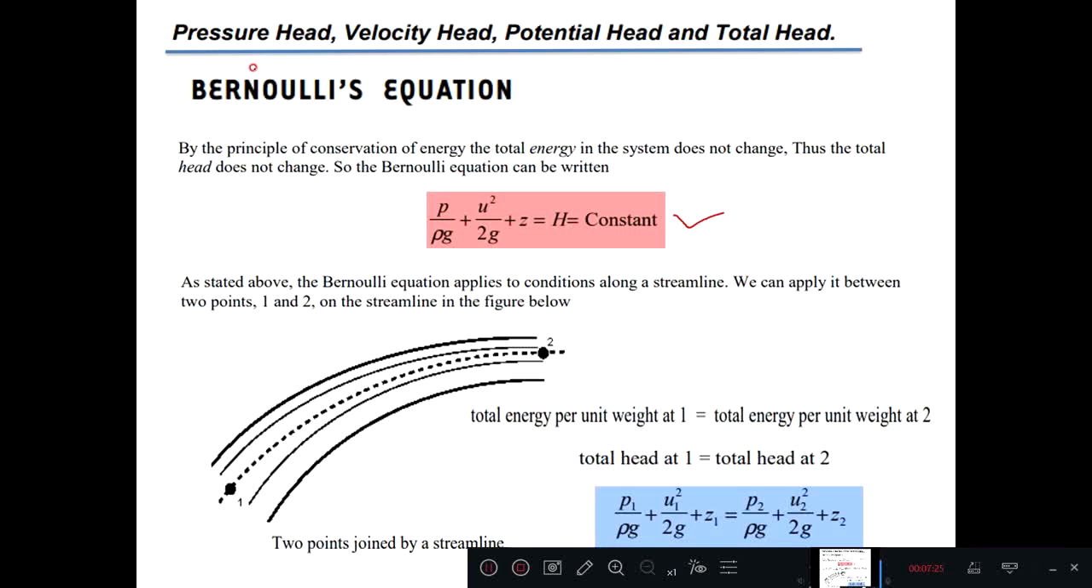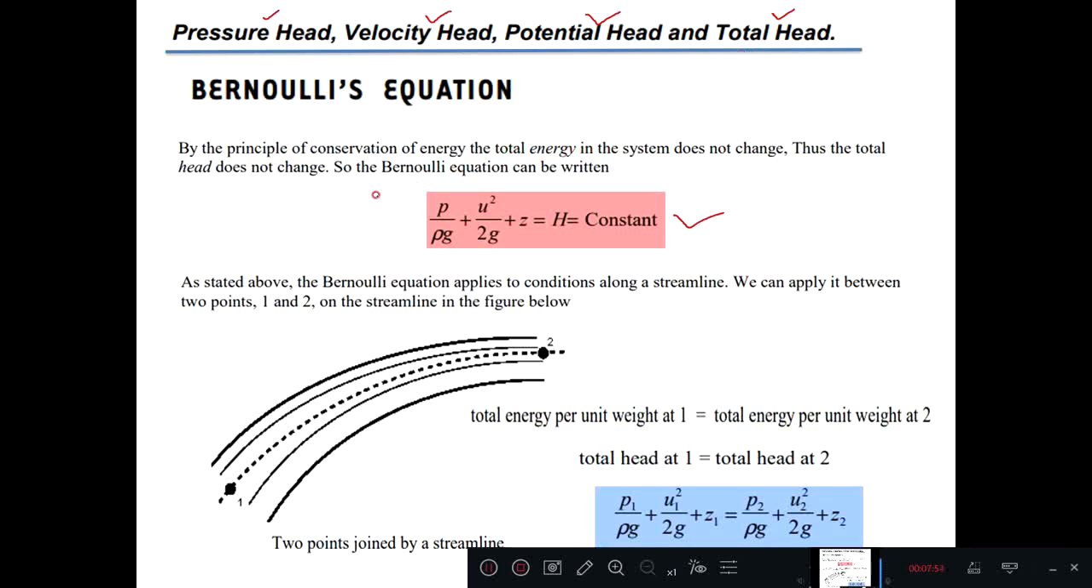And we are expressing this Bernoulli's equation in terms of pressure head, velocity head, potential head and total head. Instead of calling them energies, that is pressure energy, kinetic energy, potential energy equal to the total energy, here we are calling it a head. In terms of head: pressure head, kinetic head, potential head is equal to the total head.